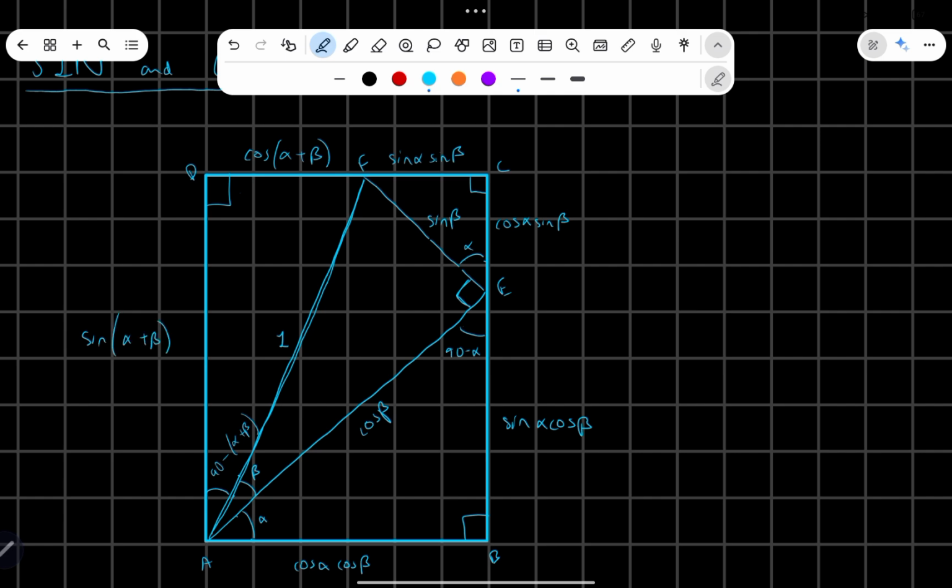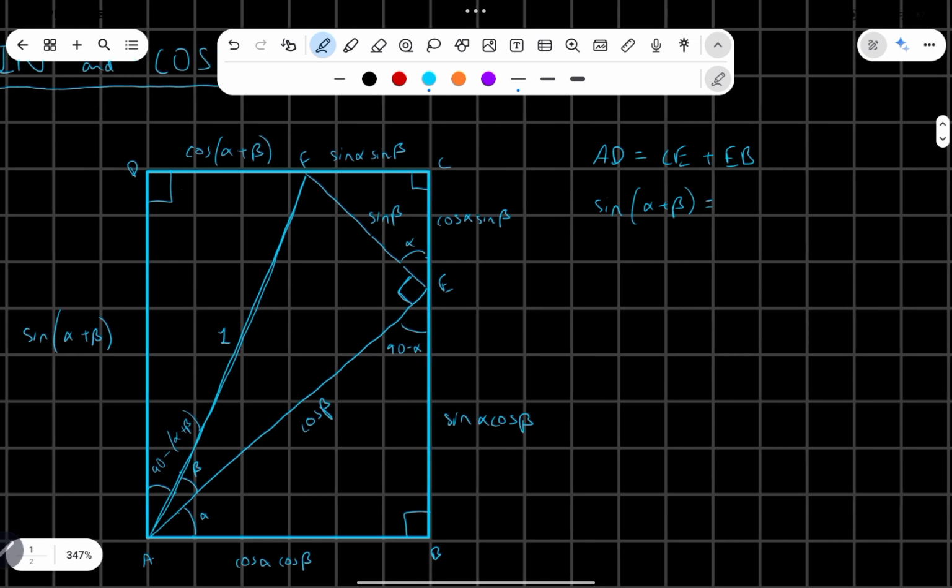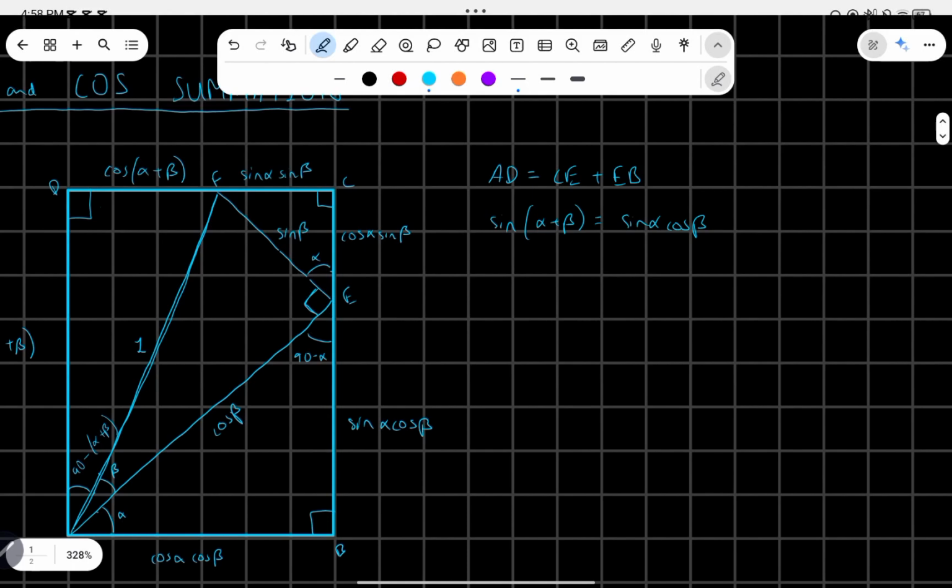Now, I know that since ABCD is a rectangle, I know that AD is equal to CE plus EB. Now let me substitute the side lengths in. Sine alpha plus beta is equal to sine alpha cos beta plus sine beta cos alpha. Okay, and this is our sine summation equation.